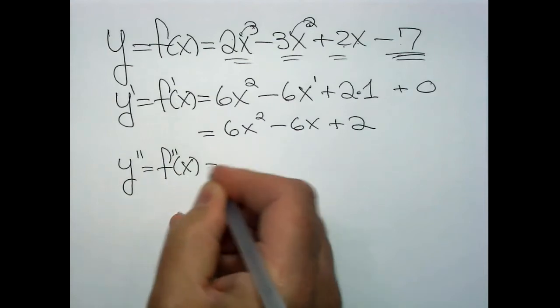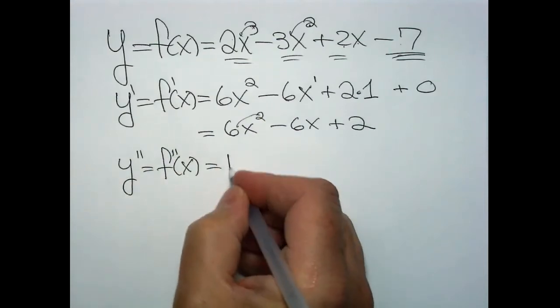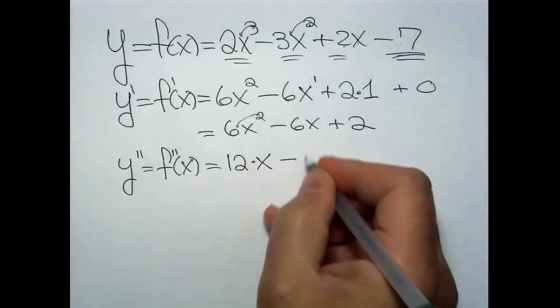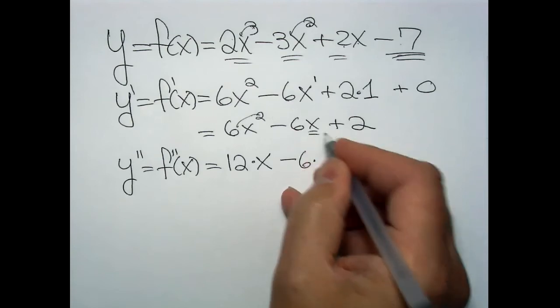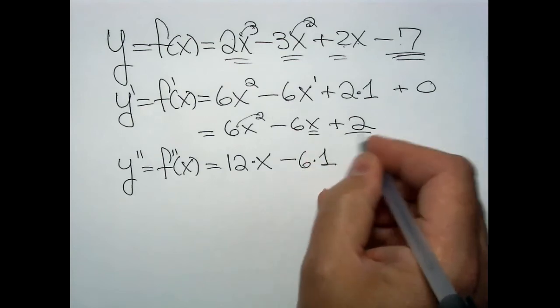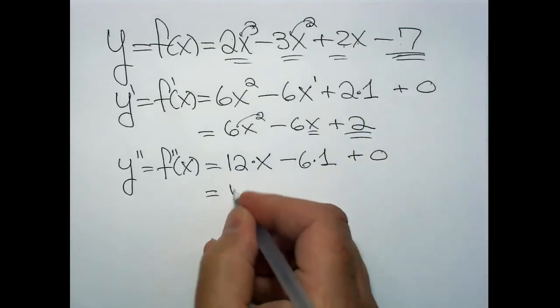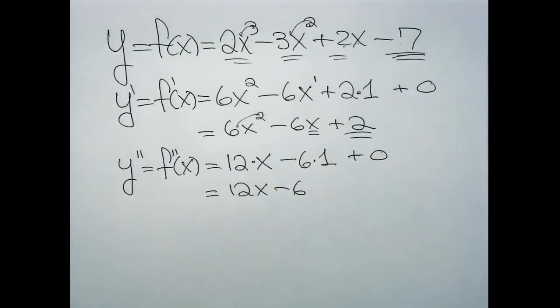That means do it again. So the 2 would come down and hit the 6 with multiplication. That's 12x to the 1 power minus 1. Minus 6 is a constant multiple. The derivative of x by itself is 1, and the derivative of a constant all by itself is 0. So the second derivative is 12x minus 6.